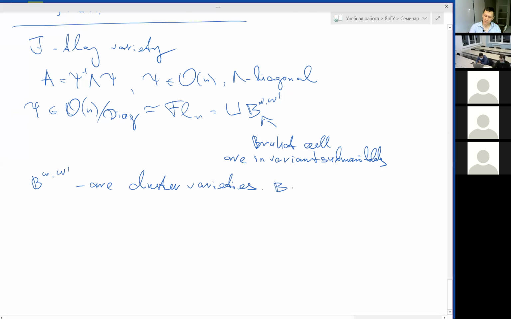This is the result of Bernstein, Fomin, Zelevinsky. For example, they are Poisson cluster varieties. And the relation between the Toda flows and the Poisson structure is very important.